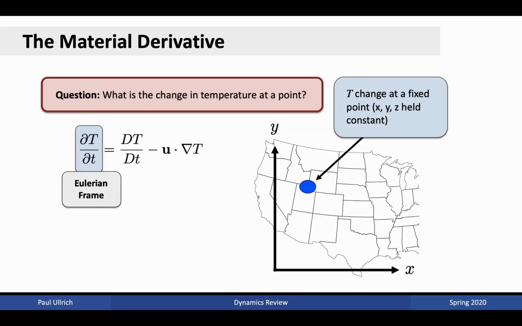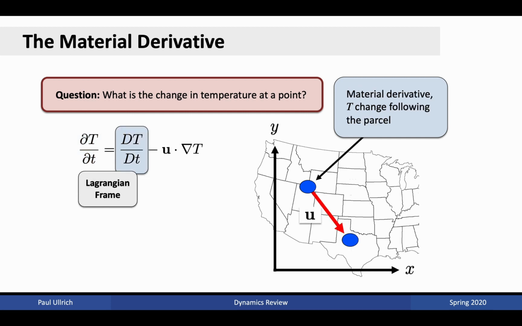Alright, so let's go back and review. The Eulerian frame is a measurement taken at a point. Here I've rearranged the formula from the previous slide so that the advection term is now moved to the right-hand side along with the Lagrangian change of temperature. The Eulerian frame time rate of change then can be related to the Lagrangian rate of change via this formula. The Lagrangian frame denotes the temperature change following that fluid parcel, so as it's advected across the map.